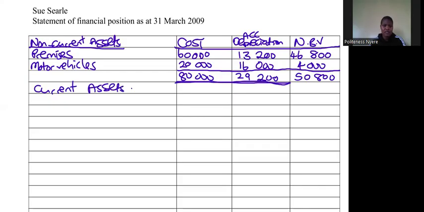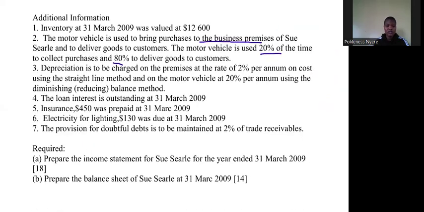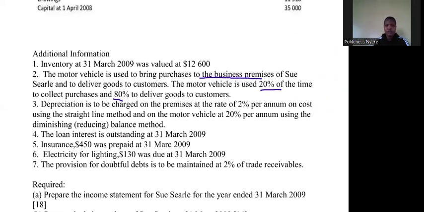Our current assets, we start with the inventory. They are written in the order of their liquidity, starting with the least liquid. Inventory is the least liquid of all the assets. So we use the closing inventory, which you find in the note, 12,600.